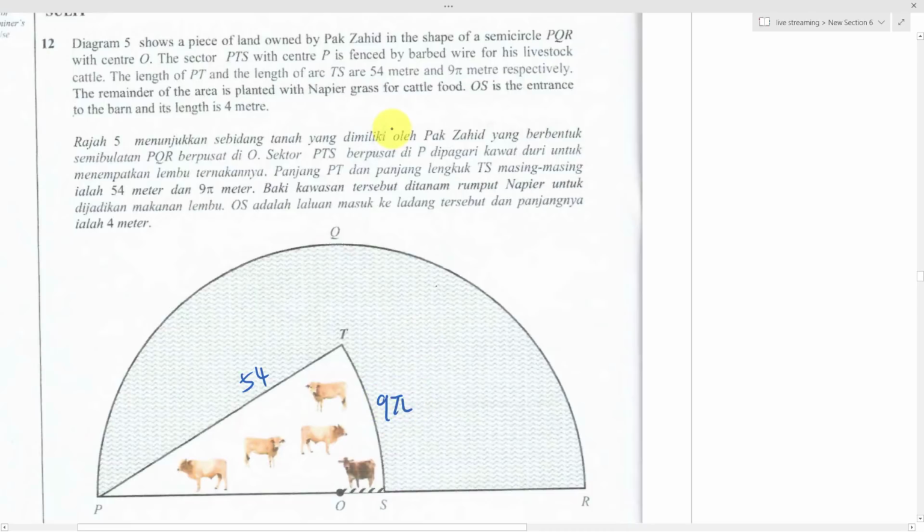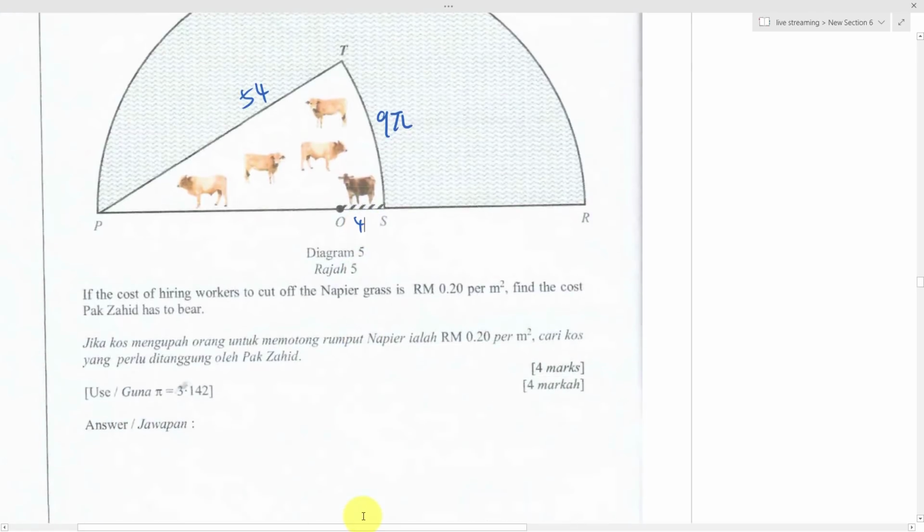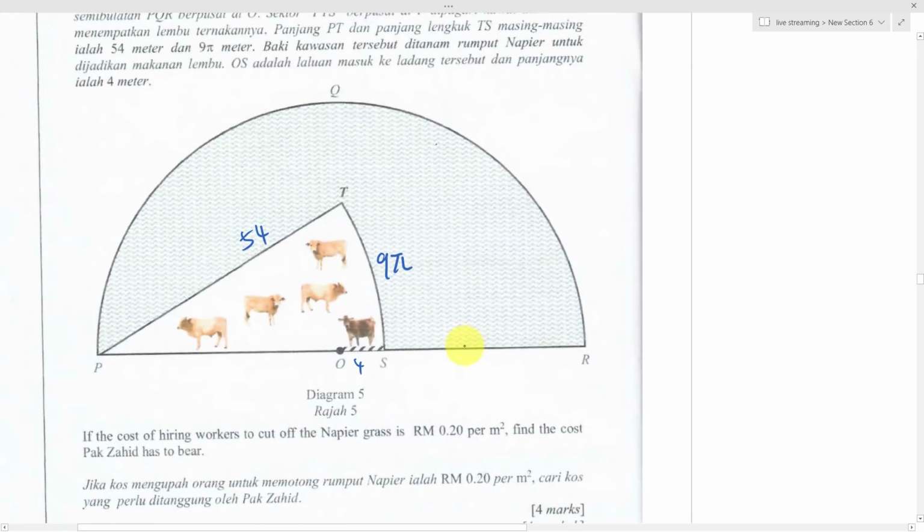The remainder of the area is planted with Napier grass for the cattle food. OS is the entrance to the barn, and its length is 4 meters. So here is 4 meters. If the cost of hiring a worker to cut the grass is 20 cents per square meter, find the cost Pak Zahid has to bear. That means how much he has to pay if each square meter is 20 cents.